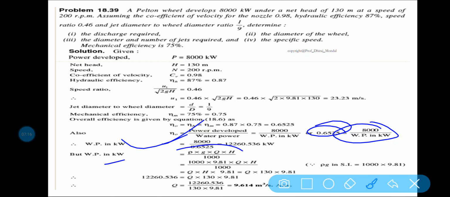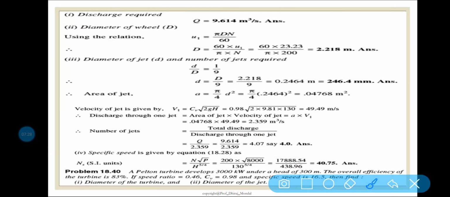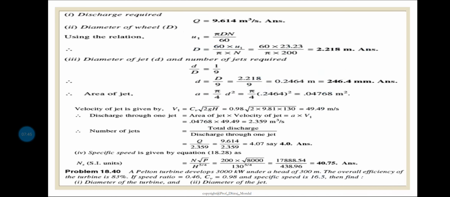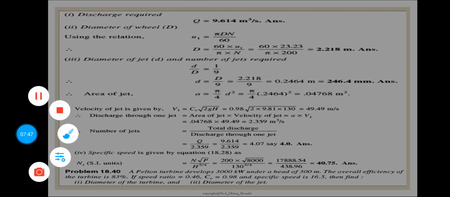Now water power is equal to rho g Q H by 1000. So you know the rho, you know the g, you know the head, you can find out the discharge. So this is the question. Now if you want to find out the diameter, then U1 is equal to pi D N by 60. So D is equal to 60 into U1 by pi into N. So put the value of N, put the value of U1, you will be getting D.